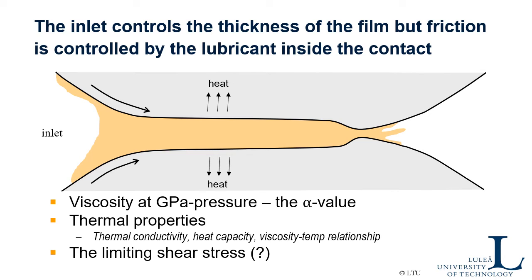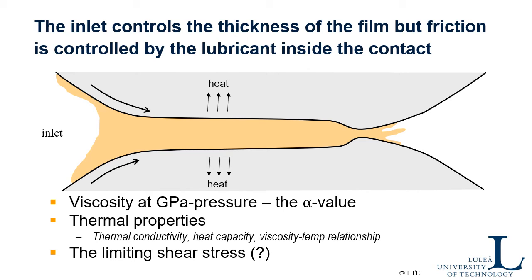So an important thing here about EHL friction and film thickness is that they are not really connected to each other, because the film thickness is, as you may know, controlled by what is happening here in the inlet. The oil that is trapped here can't move anywhere, and it can't escape from here. So what is trapped is also controlling the thickness of the film.